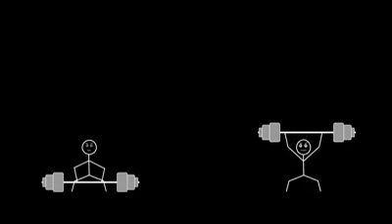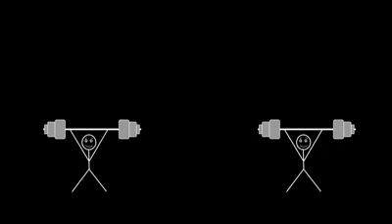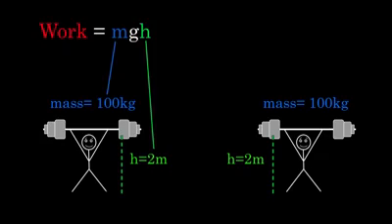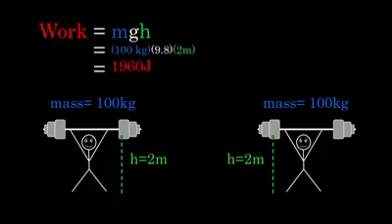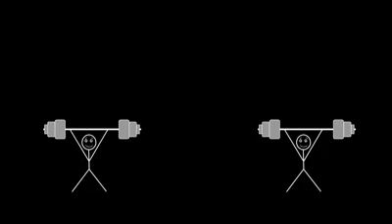Both weightlifters are giving their weights the same amount of gravitational potential energy. They both lift them 2 meters and the masses are 100 kilograms each. Plug those into the formula for gravitational potential energy and you find that the work done by each weightlifter is 1,960 joules.